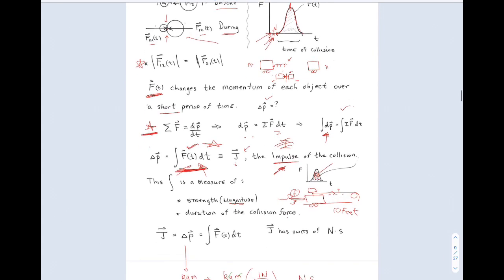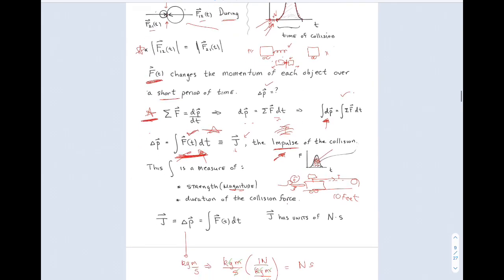Now, that's a vector equation. Whichever direction the collision force is, that's the direction of the change of momentum, and because of the vector equation, that's also the direction of the impulse. I'll show you an example.